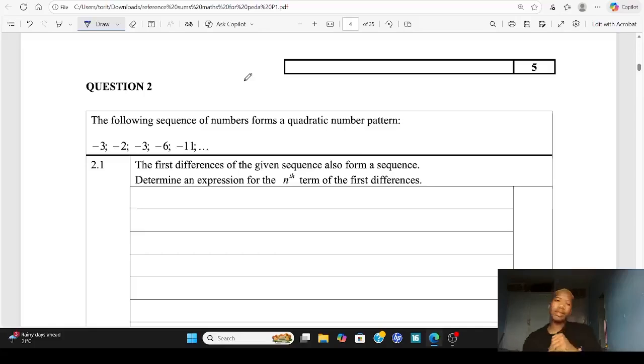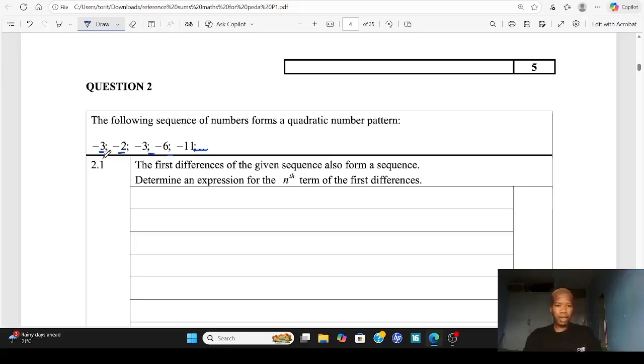So now let us proceed to our next batch of questions. We are given a sequence of numbers that forms a quadratic number pattern: -3, -2, -3, -6, -11. The first difference of the given sequence also forms a sequence. Determine an expression for the nth term of this pattern.